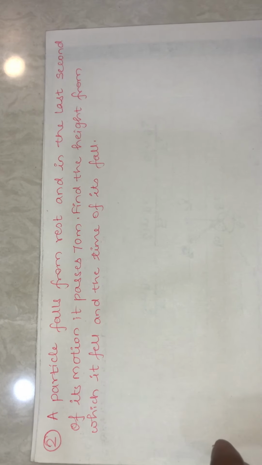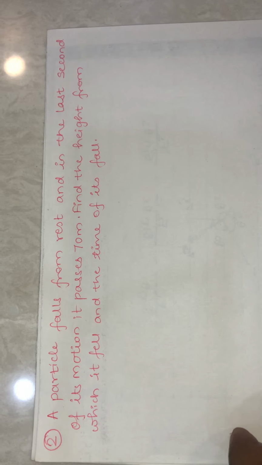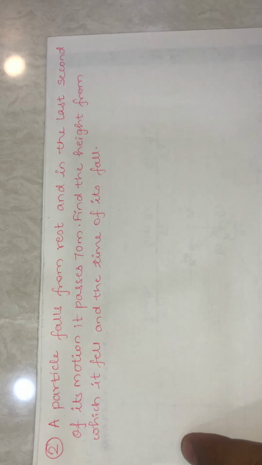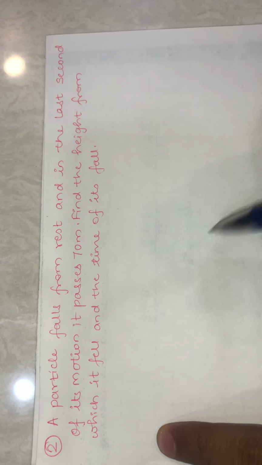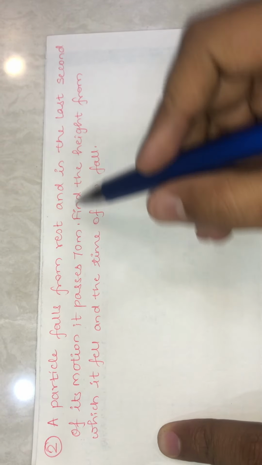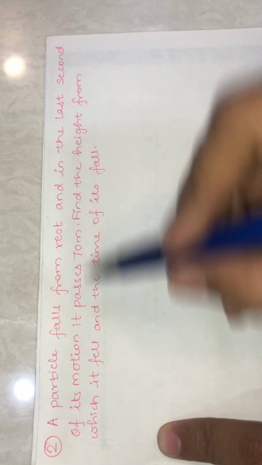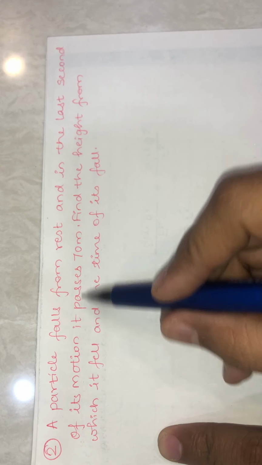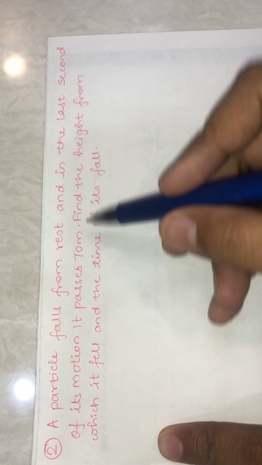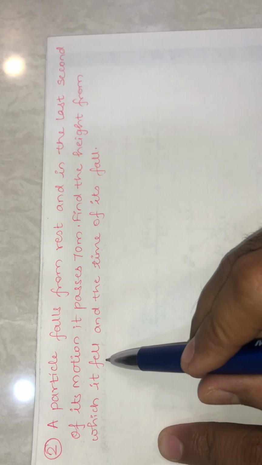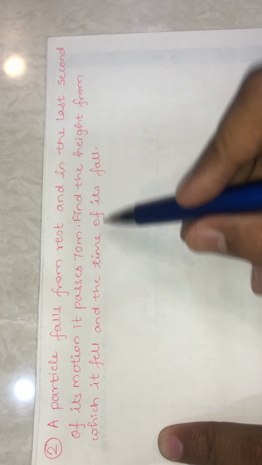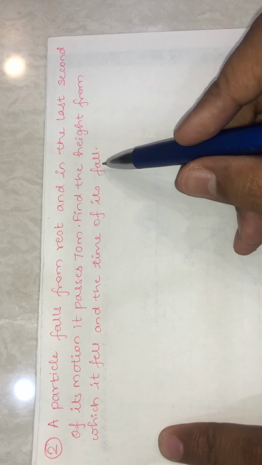Hello students, this is the second question for motion under gravity. A particle falls from rest and in the last second of its motion it passes 70 meter. Find the height from which it fell and the time of its fall.